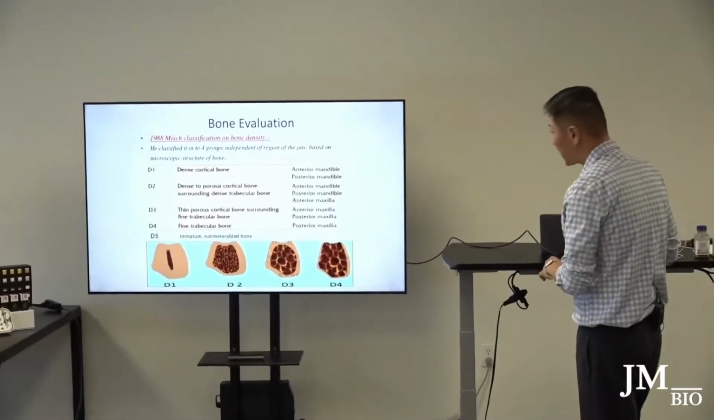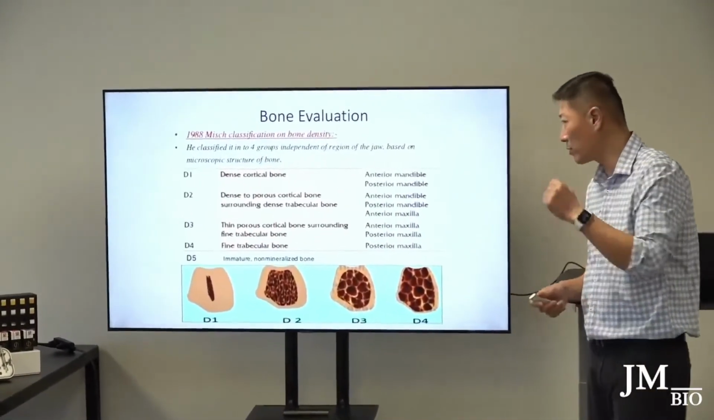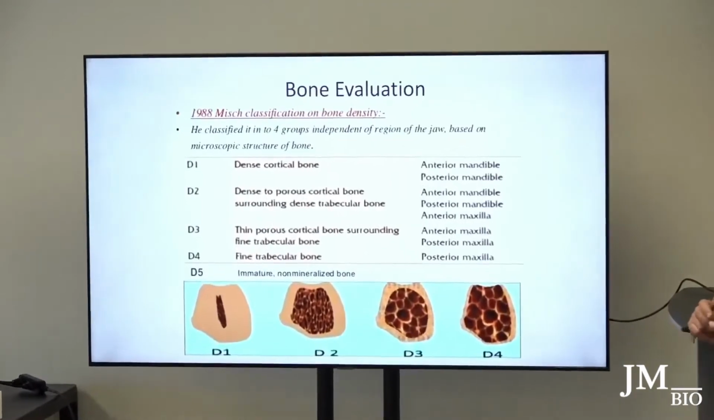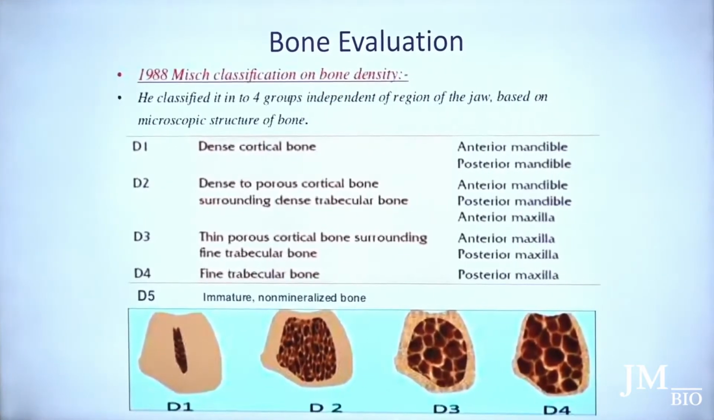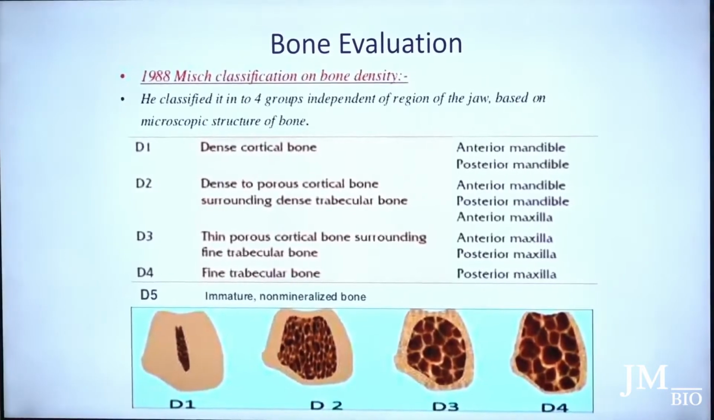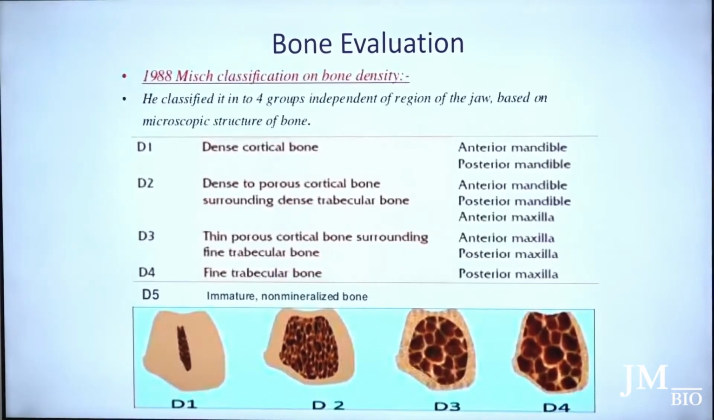Back to the basic implant course here. So we get to Misch. He's passed away. He's one of the four founders of dental implantology. Basically, he classified the bone density into four different types of bones. You have the D1, D2, D3, D4.